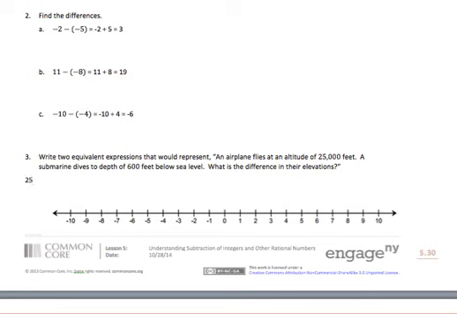If we have 25,000 feet, and then we subtract -600 feet, because a submarine diving below sea level is represented with a negative number. If we were to write that equation, we could then also rewrite it as 25,000 plus 600. And our final answer would be 25,600 feet.